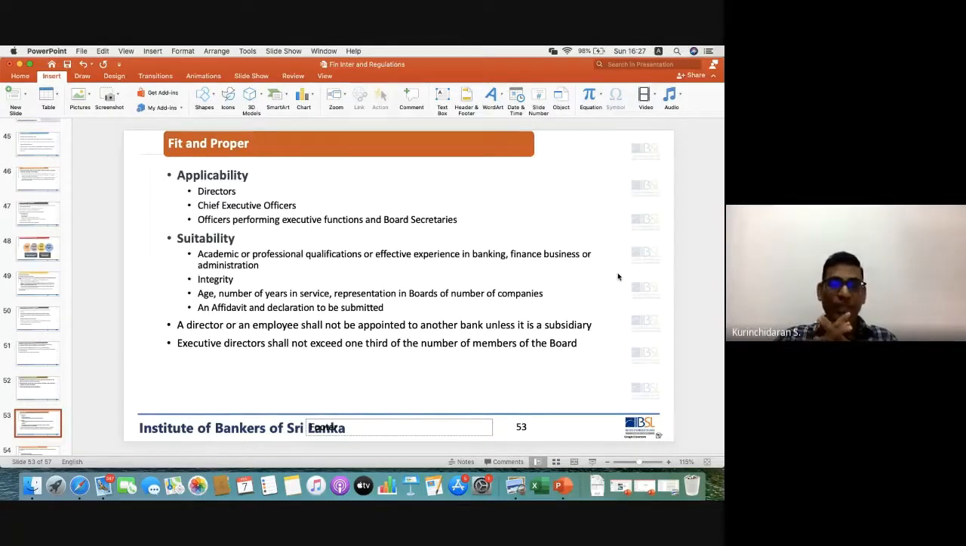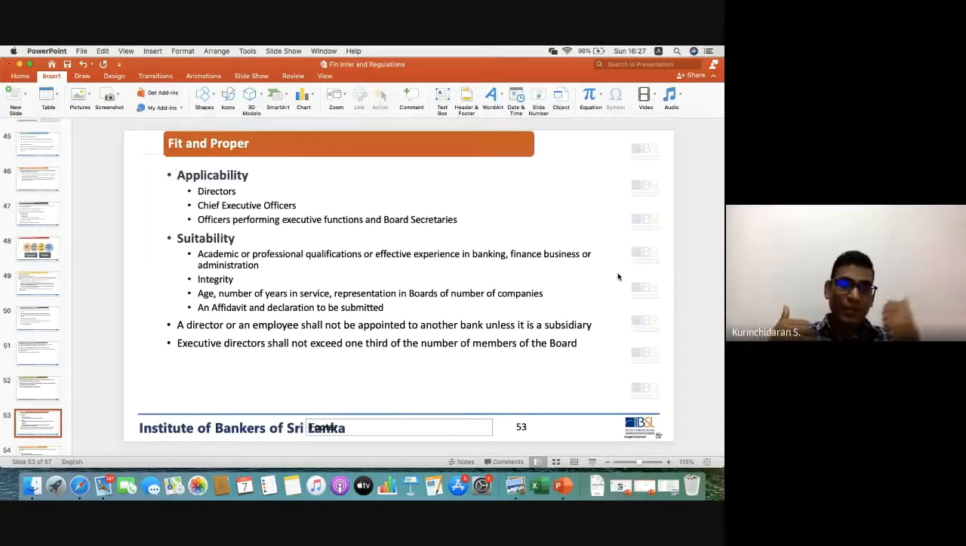And that should be evaluated. If the application is within the expectation, or the required level of fit and proper, then of course approval is given. Otherwise, it will be rejected. A director or an employee shall not be appointed to another bank unless it is a subsidiary. That also we have to remember. The executive directors shall not exceed 1/3 of the number of members of the board. So these are given.